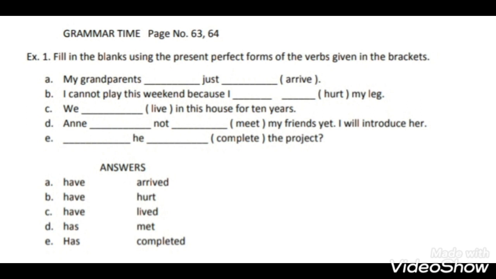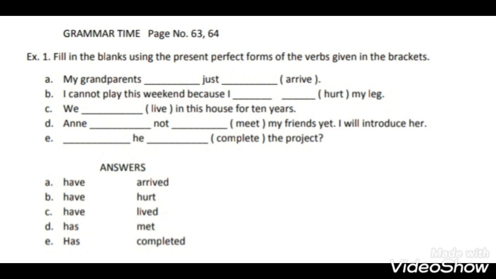B: I cannot play this weekend because I dash hurt my leg. With I we use have, not has. I cannot play this weekend because I have hurt my leg. The past participle has the same spelling and the same pronunciation. C: We dash live in this house for 10 years. We have lived, past participle lived. We have lived in this house for 10 years.